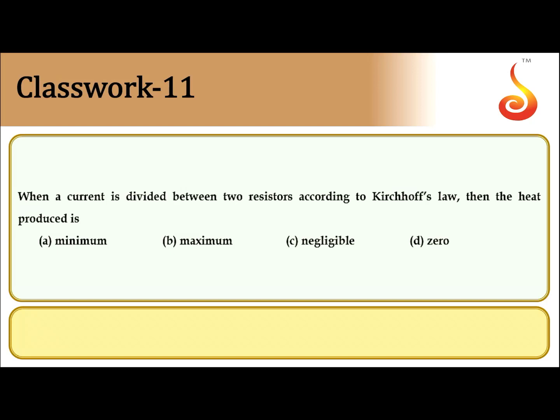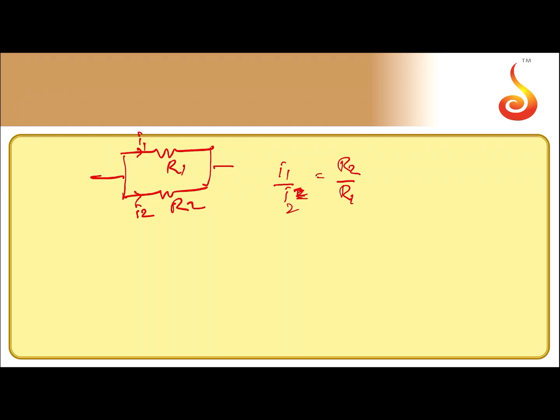So let us consider the two resistors which are in parallel. This is the construction R1, R2, and let's assume that the currents are I1 and I2. We know that I1 divided by I2 is R2 by R1 in parallel combination. And the heat produced is given by I1 square R1 T plus I2 square R2 into T.